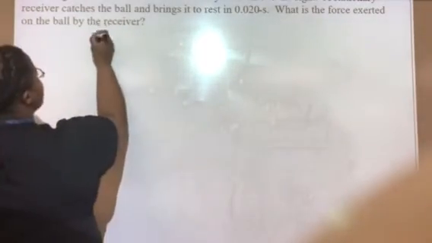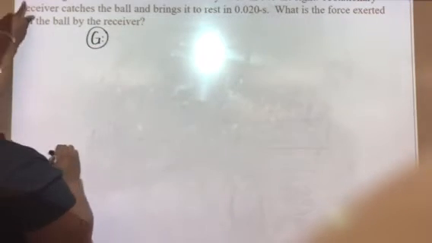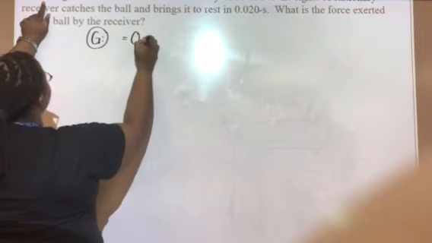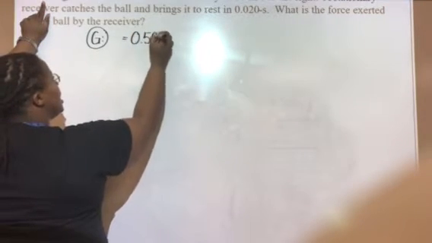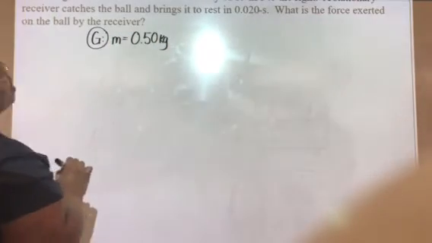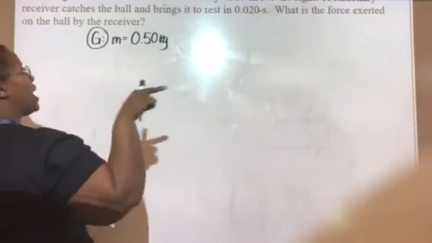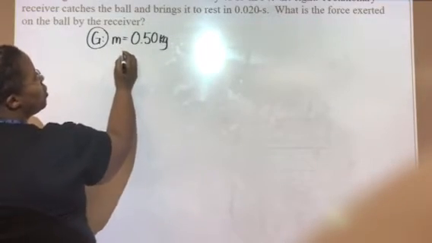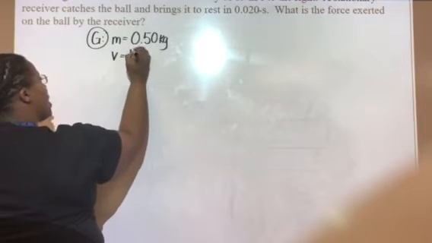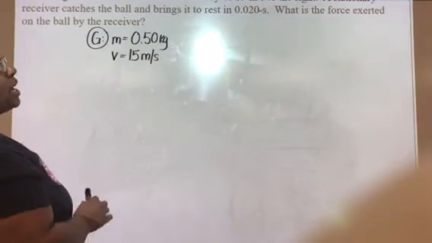My first step in my guess method is the letter G. Let's look for our given information. A 0.50 kilograms. If it is measured in kilograms, it is your mass. Football is thrown with a velocity of 15 meters per second to the right. If it's going for 15 meters per second, it will be positive since it's headed to the right. If it was going to the left, it would be negative.